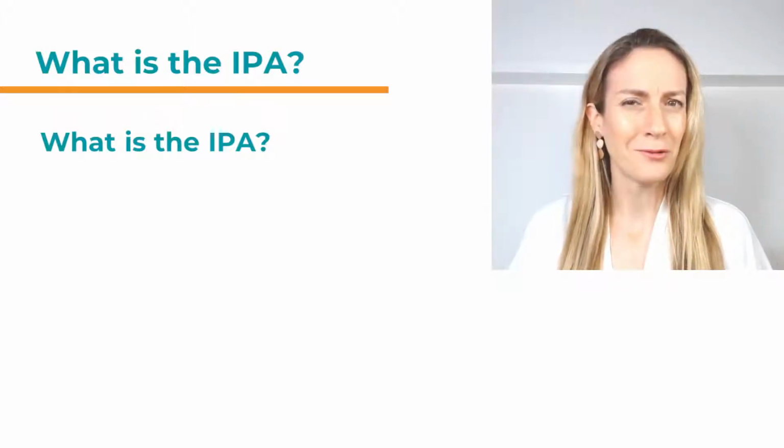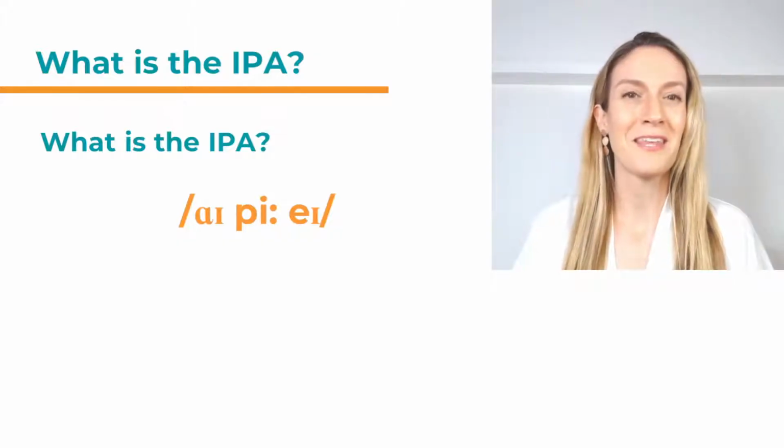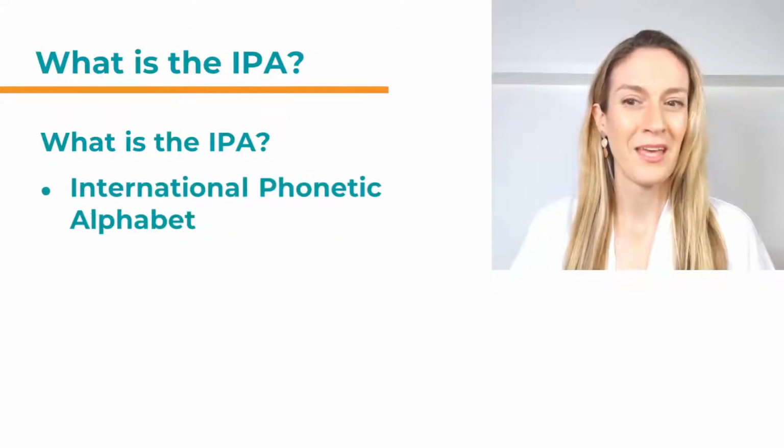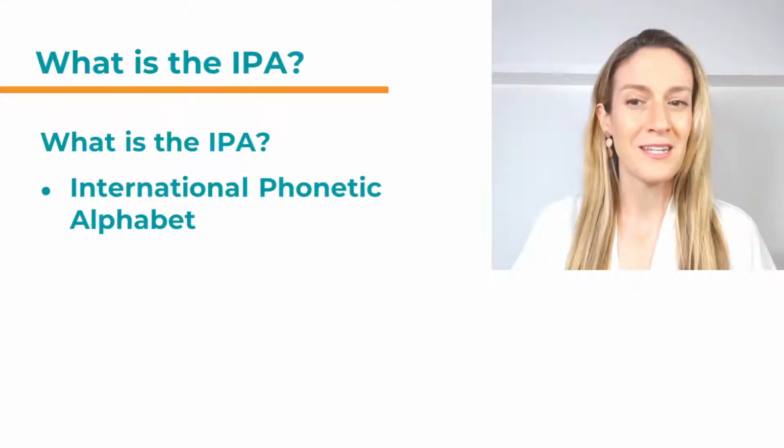Now, first of all, what is the IPA? Well, IPA is exactly what you can see on the screen. It's those funny little symbols that tell us how to pronounce a word. It's really standing for International Phonetic Alphabet. So you can see I from international, P from phonetic, and A from alphabet.